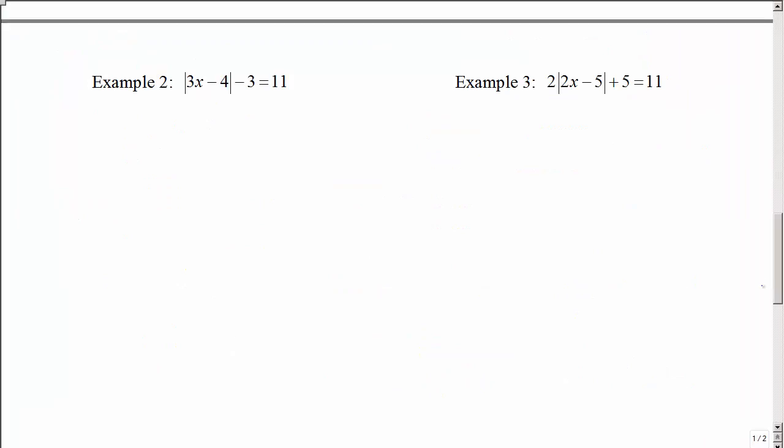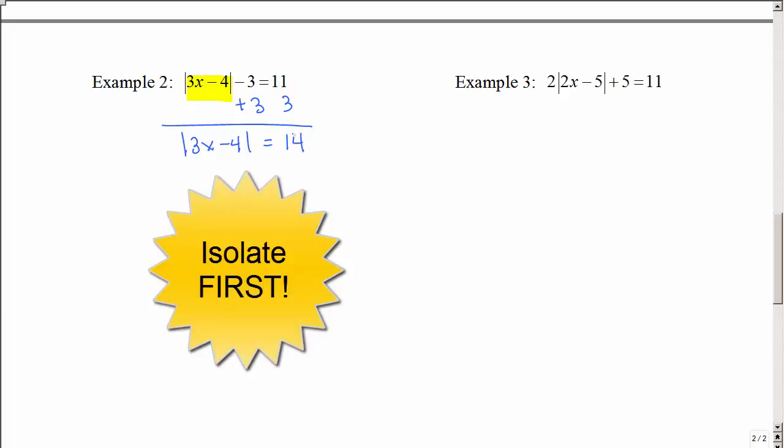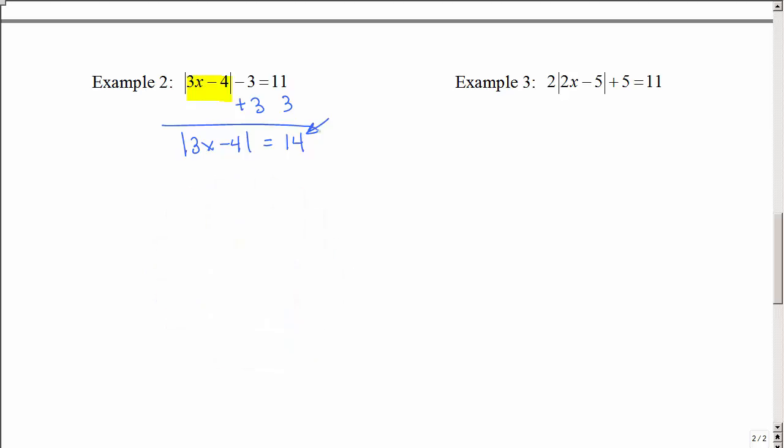Let's look at these next examples. Is our absolute value isolated? No. What that means is, is there anything else on the side of the equal sign with it? Yes, there is. So here we need to add 3 first. So we have the absolute value equals 14. That's very key. You have to do that first. Then what kind of number do we have over here? We have positive. So that tells us I have 2 solutions.